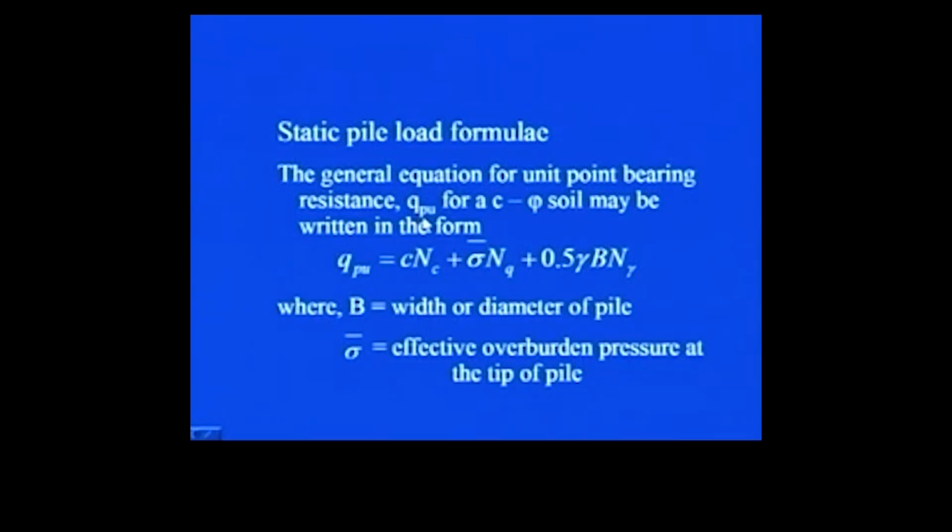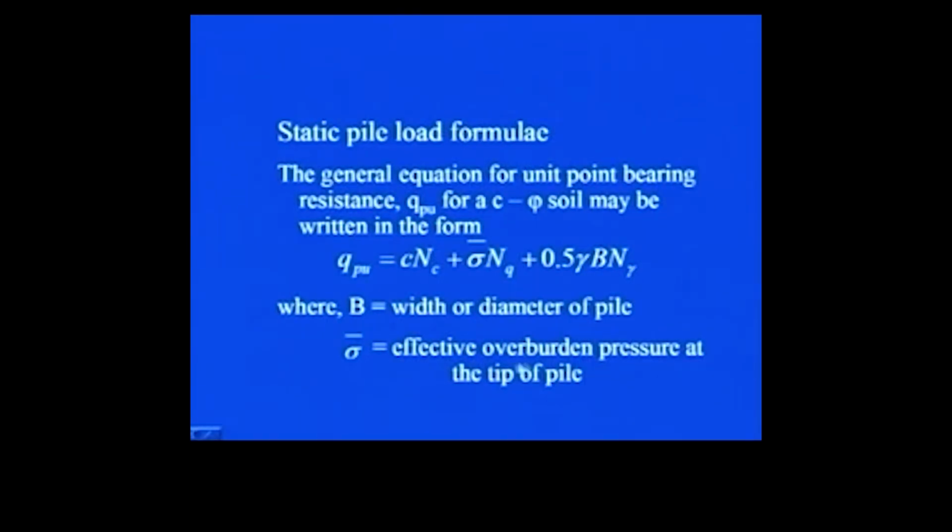Once that particular load becomes equal to the ultimate skin friction resistance, it starts resulting in the point bearing resistance. So, the general equation for unit point bearing resistance, that is QPU, for a c-phi soil may be written in this form: QPU is equal to c Nc plus sigma bar Nq plus 0.5 gamma B N gamma, where this term B is the width or diameter of the pile. As I told you, the pile cross section can be circular, square, or rectangular. In case of a circular pile, B is the diameter of the pile, and in case of square or rectangle, it is the width of the pile.